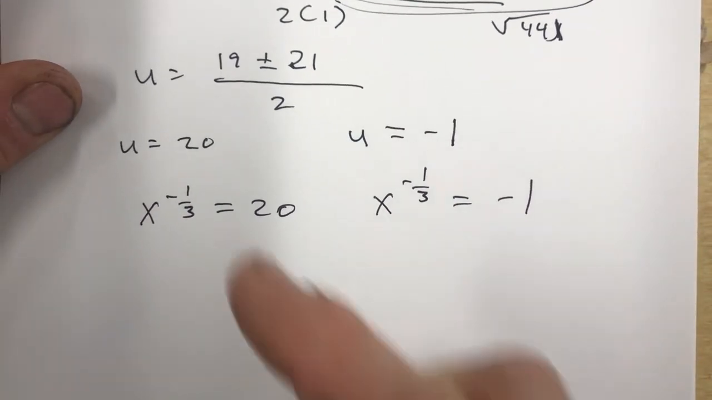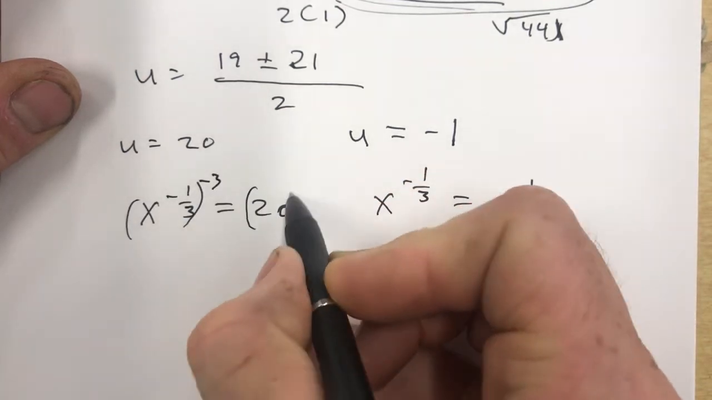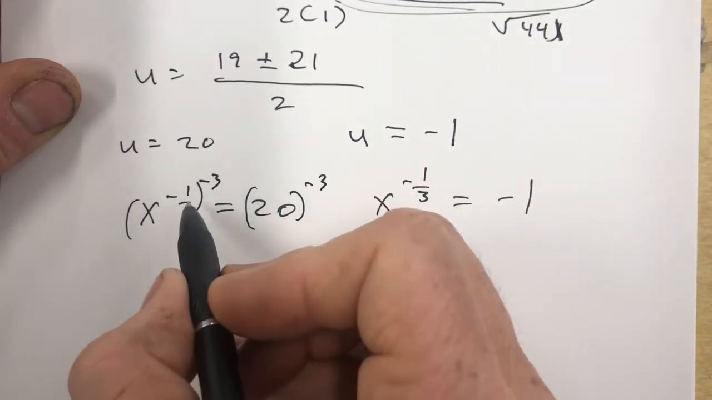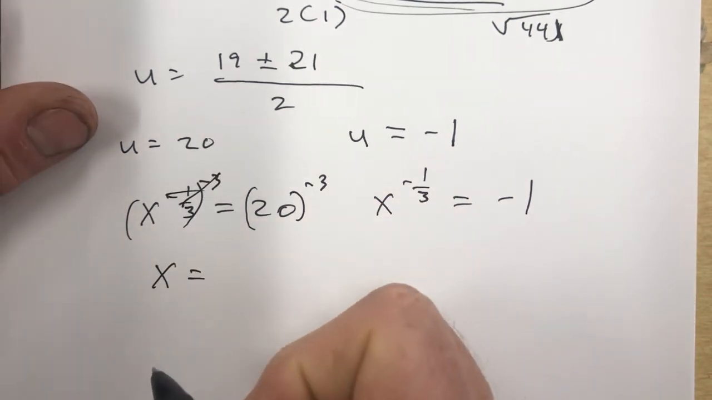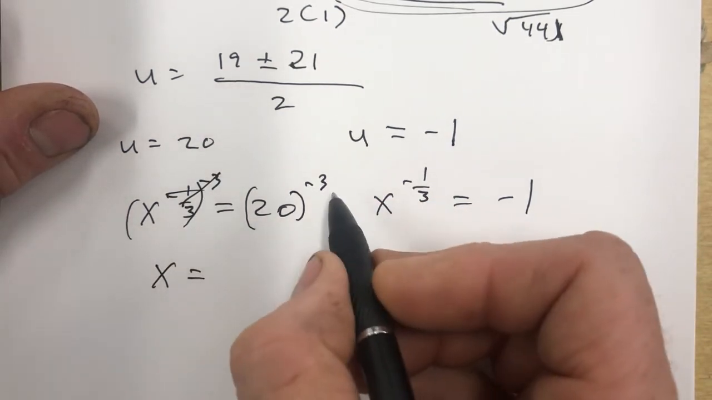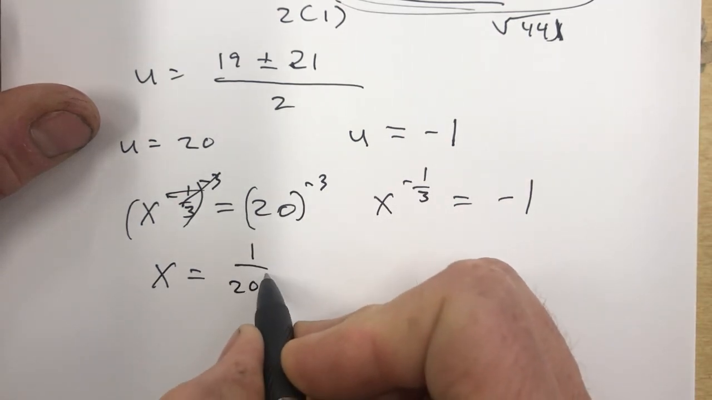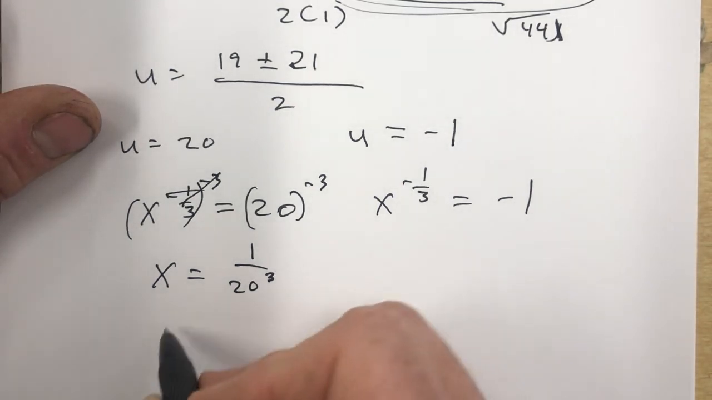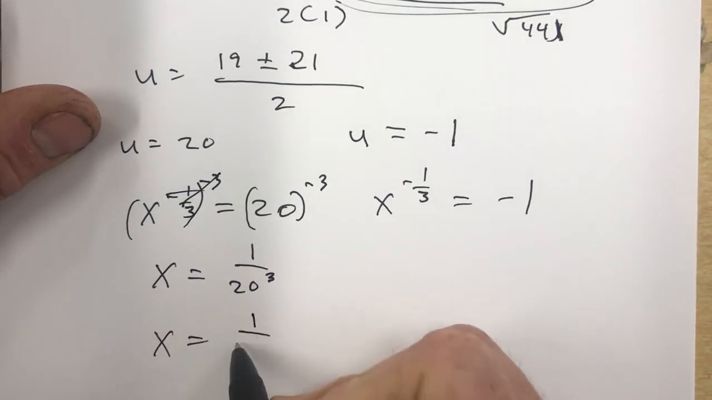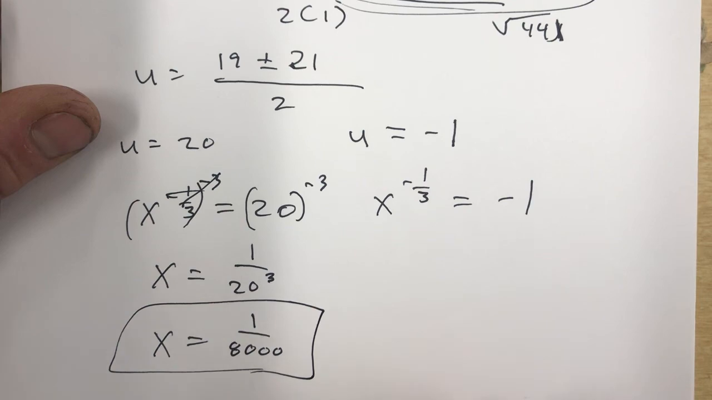Okay, so to solve this, well, I'm going to raise this to the negative 3 power. And negative 3 times negative 1/3 will cancel and just leaves me x. And then 20 to the negative 3 power, well, that's going to be a negative exponent that I put in the denominator. And then 20 to the 3rd power would be 8,000, so it's 1 over 8,000. Okay, and there's one solution for x.